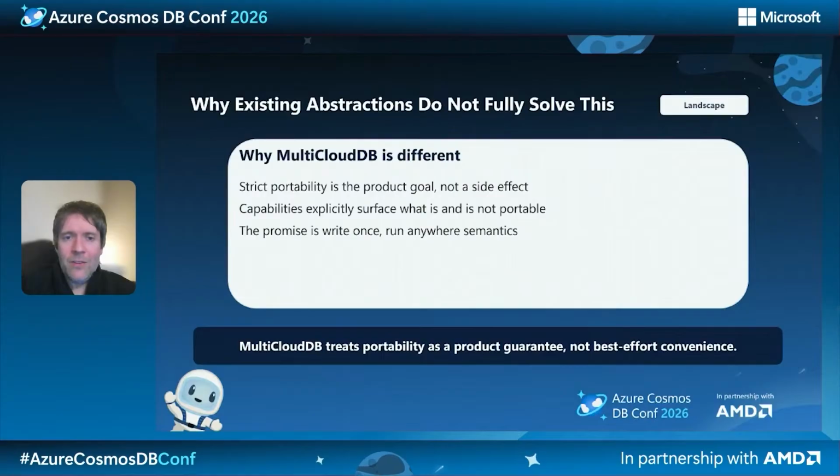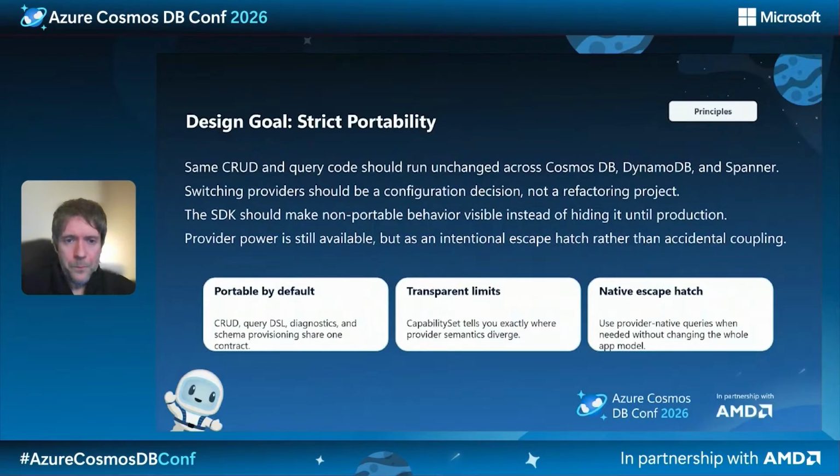So why multi-cloud DB? And what we've built here and what we are building is different. We have a strict portability design goal from the ground up. This is not a side effect. Capabilities explicitly surface what is and what is not portable. The promise that we're making is write once, run anywhere semantics. Multi-cloud DB treats portability as a product guarantee, not a best effort convenience that you get as a side effect of some goals of abstraction and whatnot.